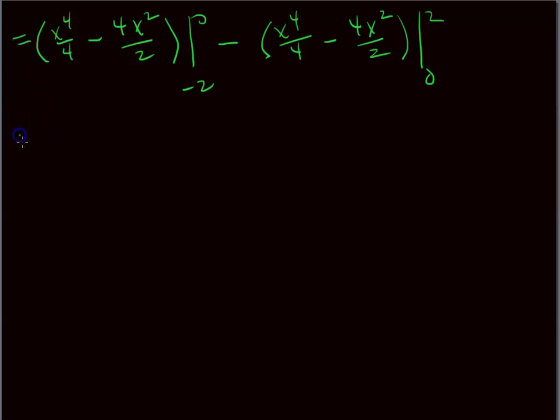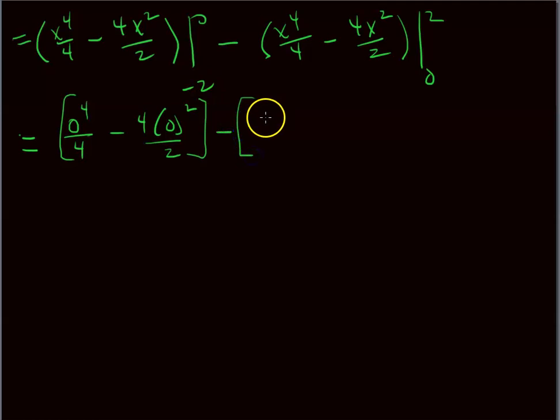You plug in the 0 first. Let me write it out. 0 to the 4th over 4 minus 4 times 0 squared over 2. And that's when you plug in the 0. Then you subtract, plug in the negative 2. So now you get a negative 2 to the 4th over 4 minus 4 times a negative 2 squared over 2. That's just this first one. Then you're going to subtract.